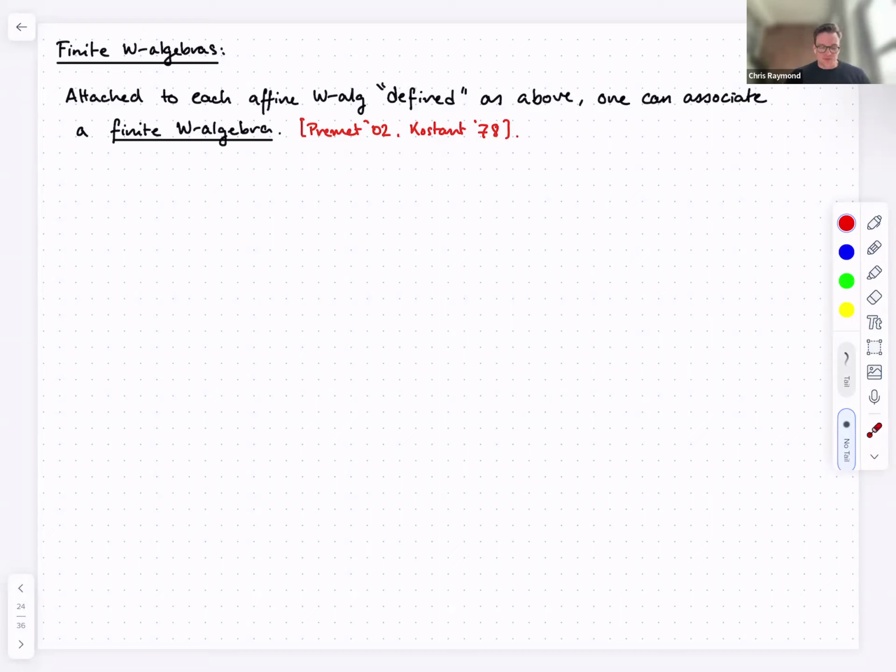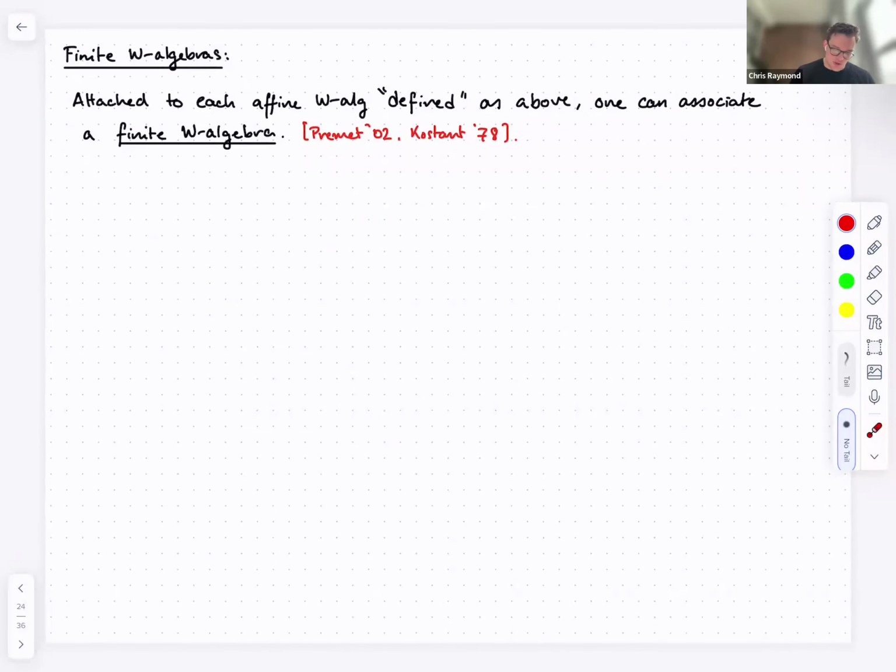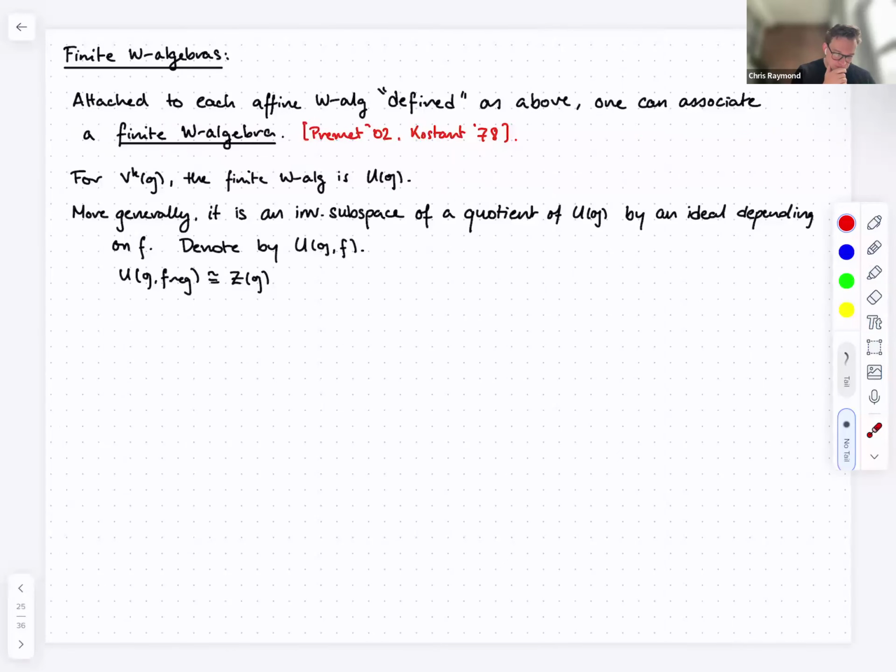This was originally defined by Premet in full generality. I think the very first work on this was very old work by Kostant, who was looking purely at, I think, principal reduction. But Premet gave a very nice general definition of what's going on here. So what do I mean by a finite W algebra? That's a very good question.